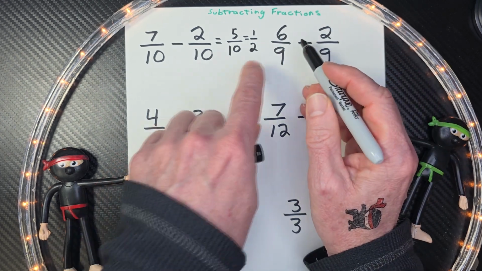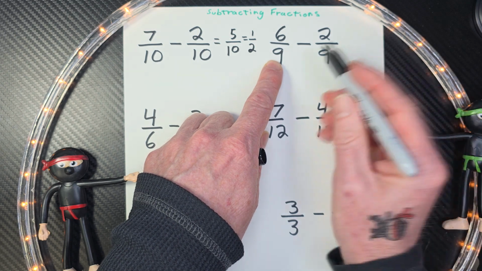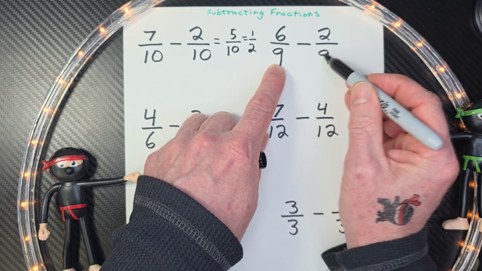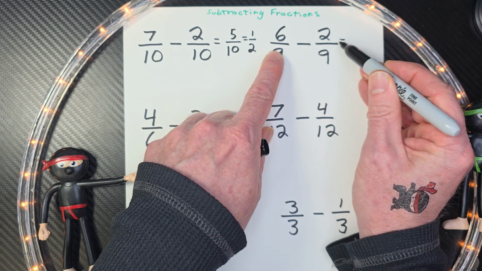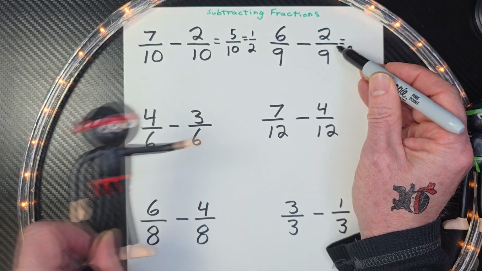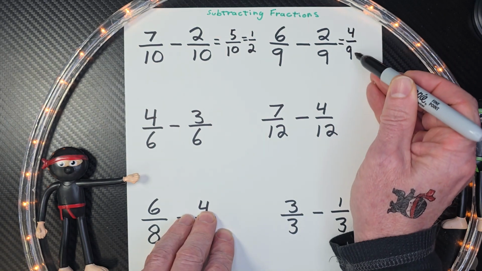All right. So let's go on to the next one right here. Denominators are the same. So this would be a 9. And then 6 minus 2 equals 4. That's right, Math Ninja, 4. And I can't simplify that anymore.